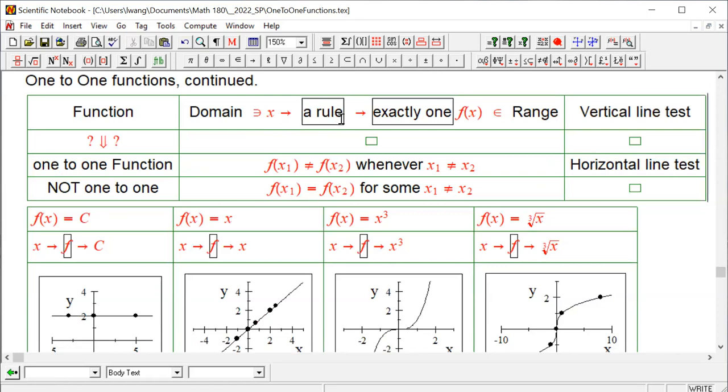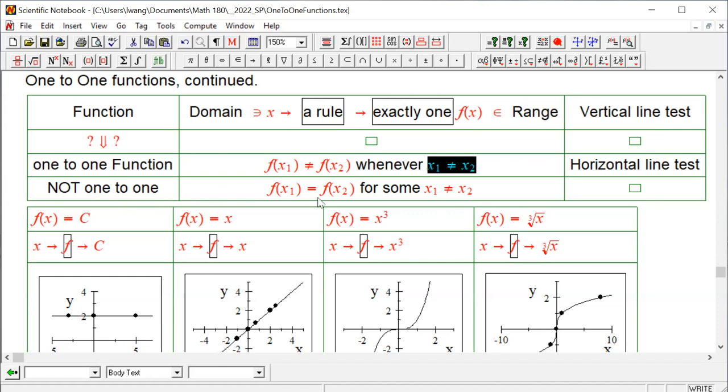A function is a rule that, for each input from the domain, produces exactly one output in the range. And we can do the vertical line test to determine if a graph makes a function. If it is a function, then we can go ahead and check if it is one-to-one or not. The definition for a one-to-one function is that whenever the inputs are different, the respective outputs are different as well.